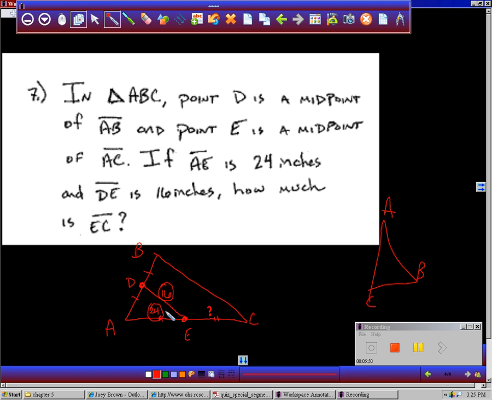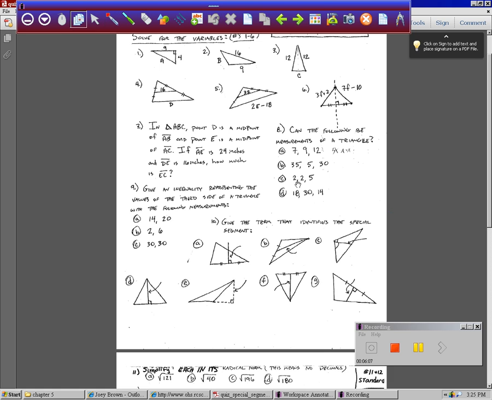Is it going to be 16, or 24, or 32, or 48? Nope, 48 goes way down here because it got bisected. That's right. So this is just going to be 24. That's the answer to number 7. Let's go to number 8.